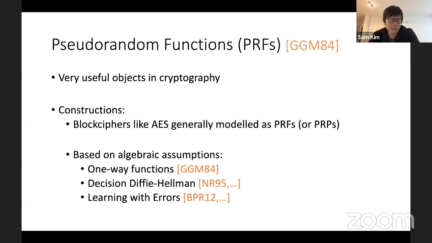In terms of constructions, we know a number of ways to construct PRFs. We can first use block cipher design principles to design block ciphers that can be modeled as a secure PRF. For instance, AES is generally modeled as a secure PRF, or in this case, a pseudo-random permutation or PRP. We can also construct PRFs that are provably secure, starting from specific algebraic assumptions. There are a number of ways that we can do this. For this talk, I will focus on lattice-based PRFs. So let's directly head into the world of lattices.